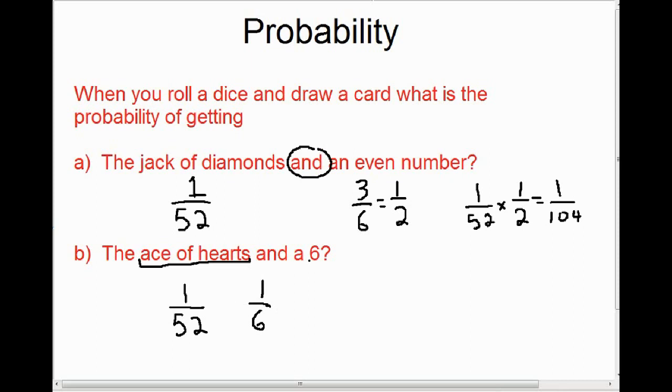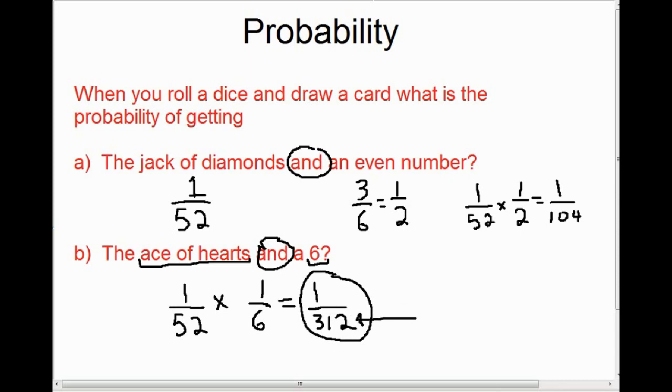So when we're combining these two things and we want to get the Ace of Hearts and a 6, we have to multiply these two fractions together. And when we do that, we get 1 over 312. So if we roll a dice and draw a card out of a deck of cards, the probability of getting the Ace of Hearts and a 6 is 1 out of 312. Now in this experiment where we're rolling a dice and drawing a card out of a deck of cards, there are 312 total possible outcomes, because remember from the last video, to get the total number of possible outcomes of combining two experiments, we take the total outcomes of one times the total outcomes of the other.